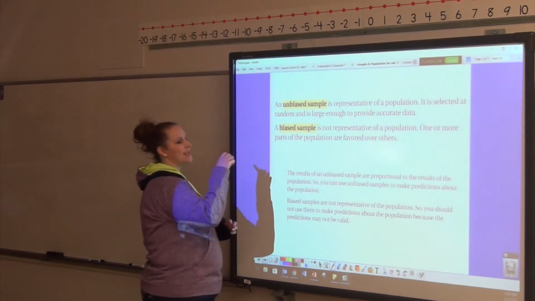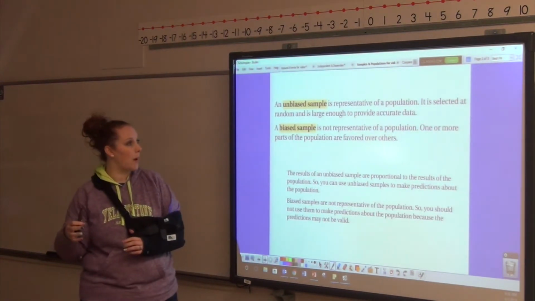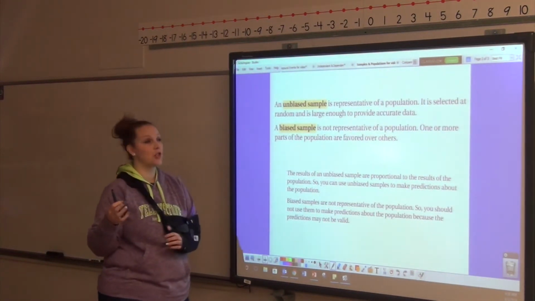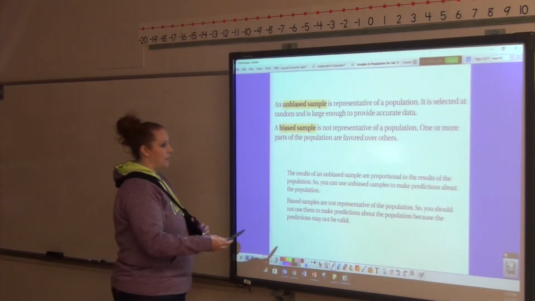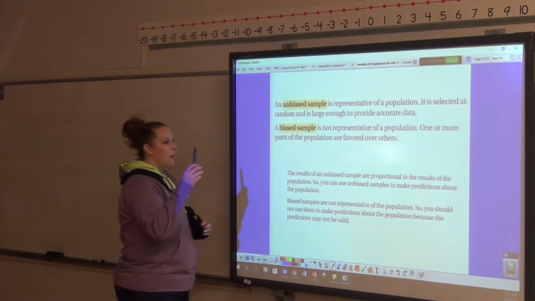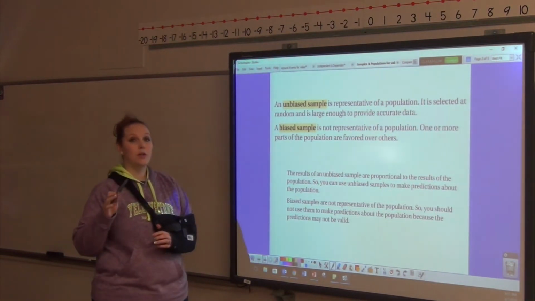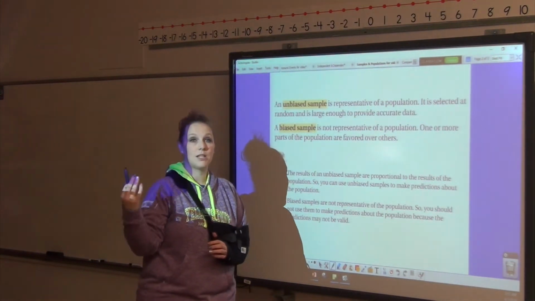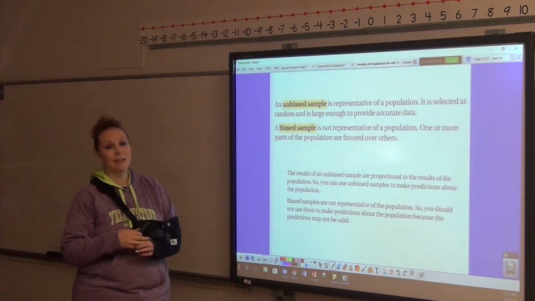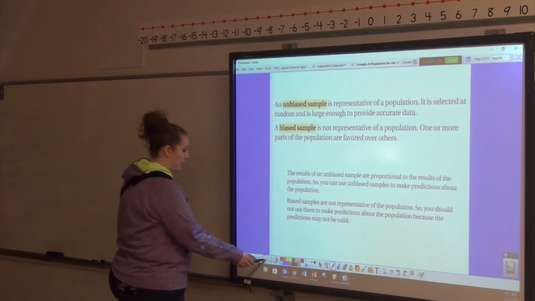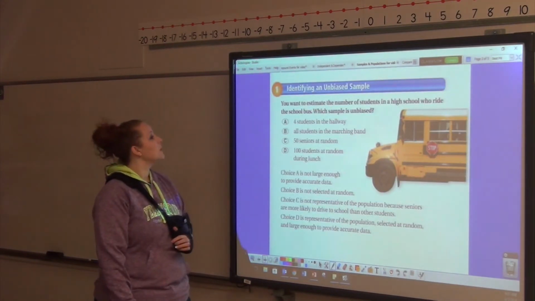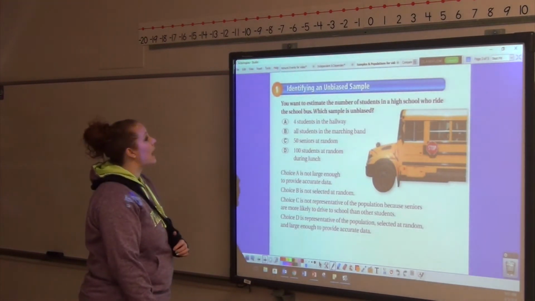A biased sample is not representative of the entire population. One or more parts of the population are favored over another. Okay, so unbiased samples are really good to use for predicting what would happen in the entire population. Biased samples are not a good way to represent what would happen in the entire population. It's just not valid.